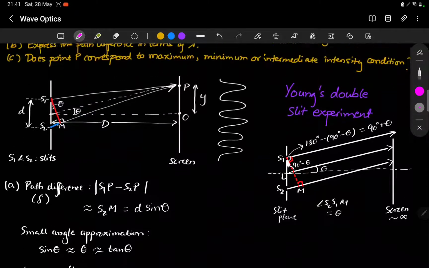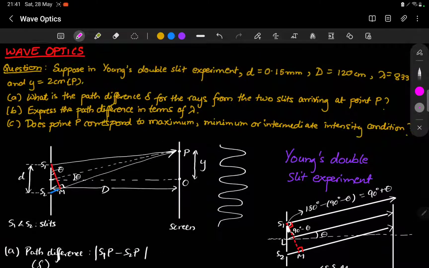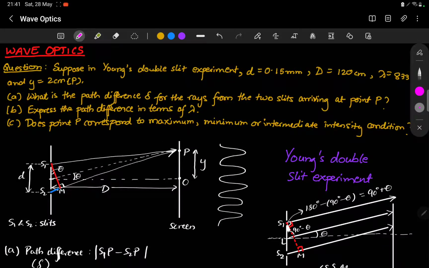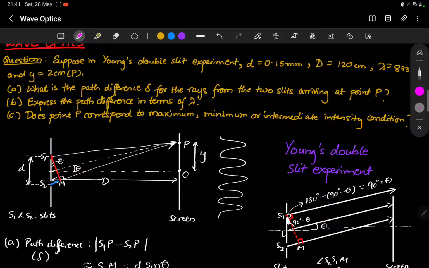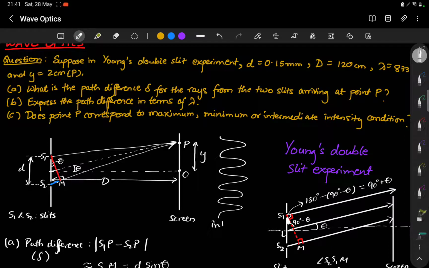This question was based on the Young's double slit setup. So this is a simple setup, and in this we have two slits separated by a certain distance. Then we have a screen kept at a certain distance from the slit plane, and then we want to observe the interference pattern on the screen. So this is the interference pattern that we see on the screen.